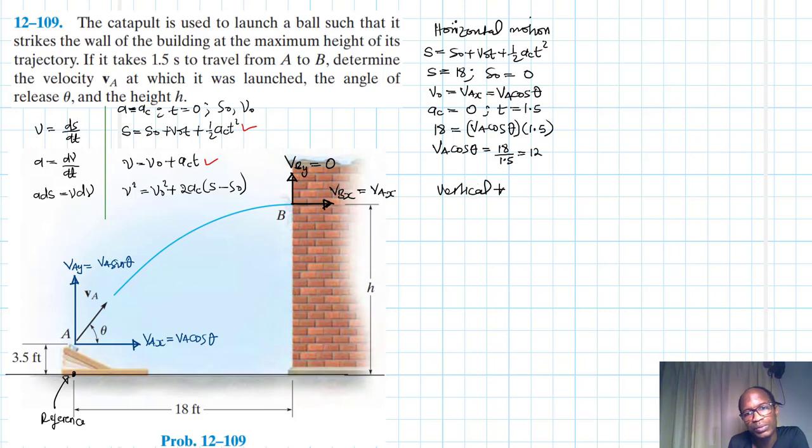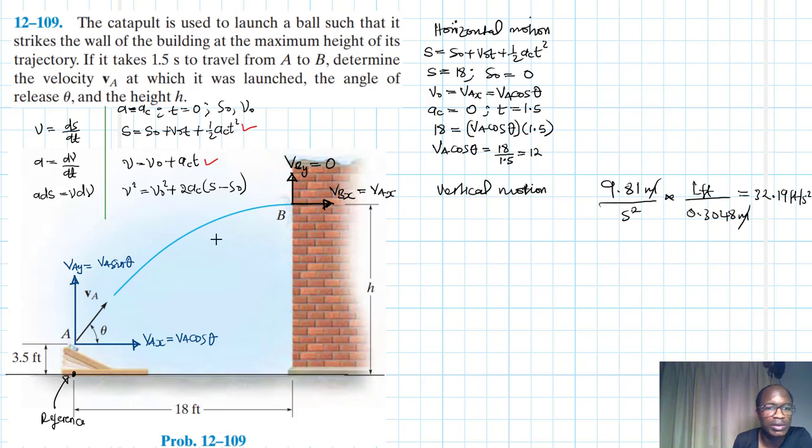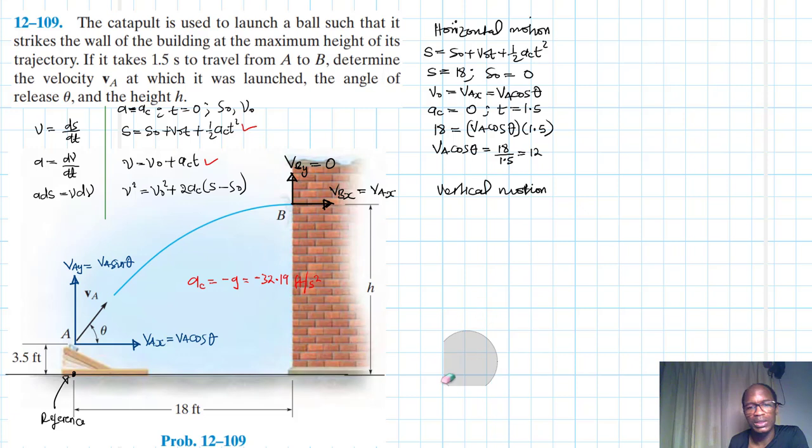Let's go to the vertical motion. Like we said, our acceleration in meters per second squared is this. So multiply this by the conversion factor, 1 foot is equal to 0.3048 meters. Meter and meter cancel out. Therefore, this becomes 32.19 feet per second squared. So our a_c is just going to be equal to minus g, which is equal to minus 32.19 feet per second squared. Of course, you can also use 32.2, that is usually what they use in books. You can go ahead with that. All right, so there we go.